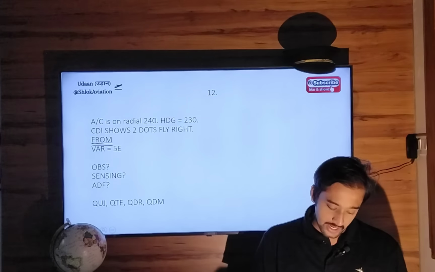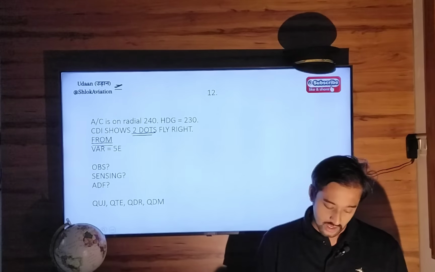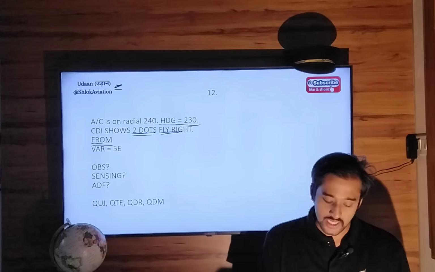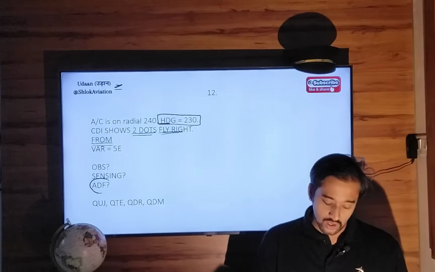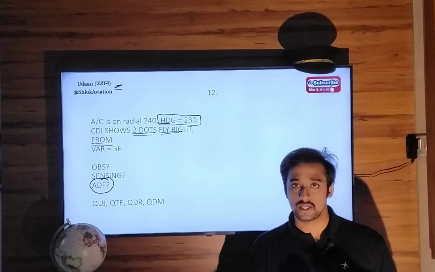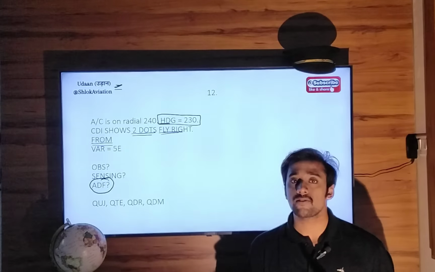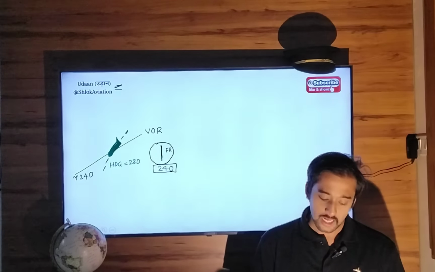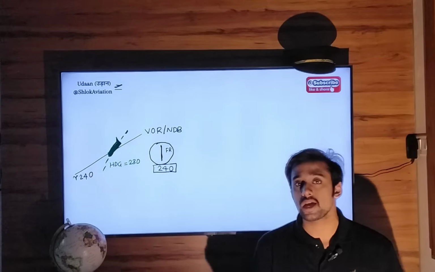Next point, they say that your CDI is showing two dots fly right, and pay attention to this heading. Heading is 230, and there is also a mention of ADF in the question. So in this question, they have not told us directly that we are flying inbound or outbound, but they have given us ADF. That means VOR and NDB stations are located at the same location.